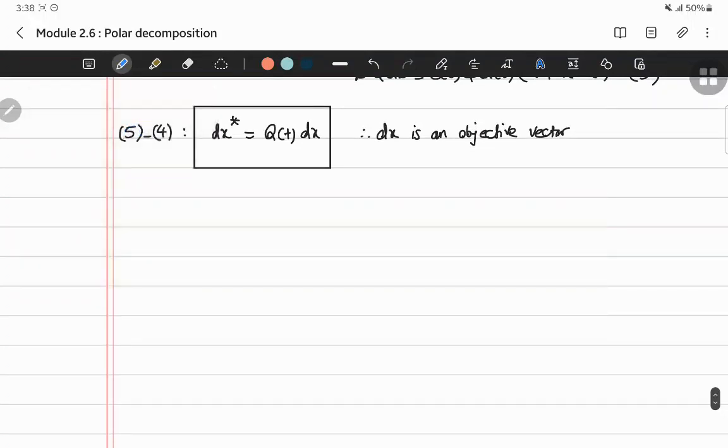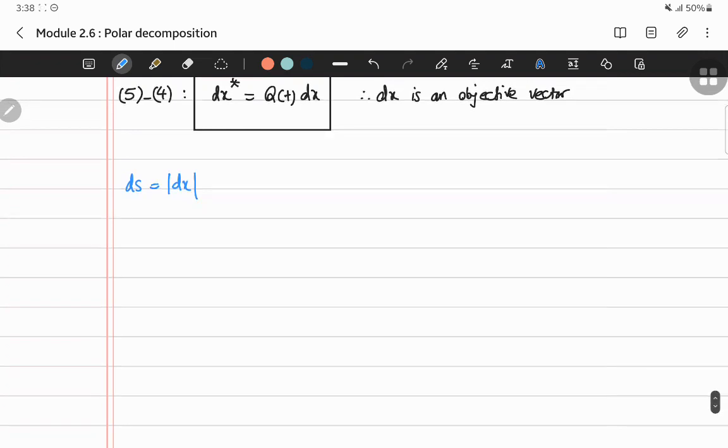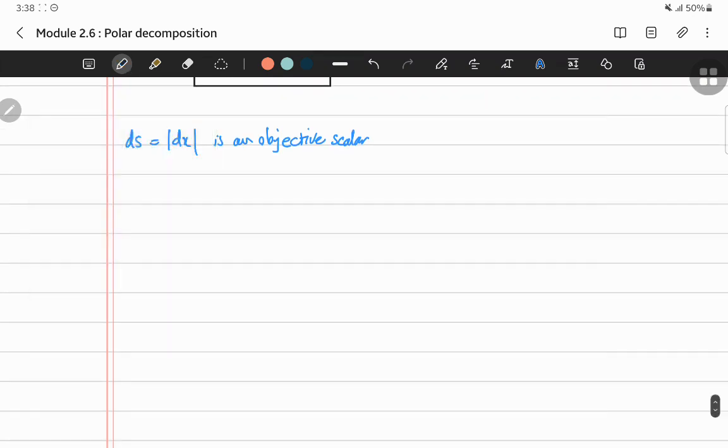The next part of the example says to prove that ds, which is the dimension of dx, is also an objective scalar quantity. Since we are dealing with tensors, I put a scalar here. All right.